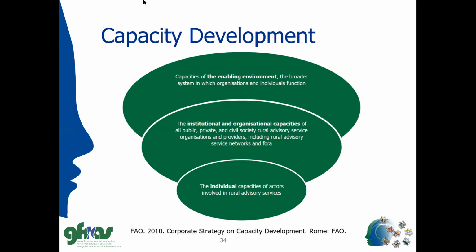So what this FAO model says is that we need capacities not just for individuals, not just for the extension agent, but we need organizational capacity, and we also need institutional capacity, or capacity for the system, capacity for the enabling environment. We'll talk about the individual capacities today, and that's the focus of the new Extensionist Learning Kit.